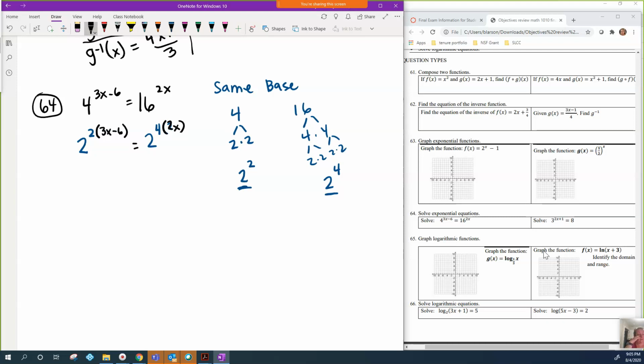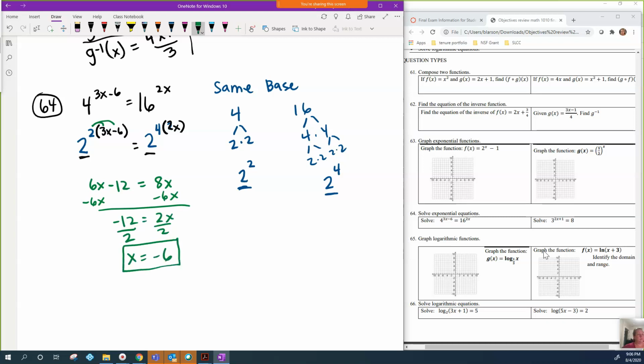Okay? But now that our bases are the same, all we have to do is set the exponent parts equal to each other. And I'm going to go ahead and distribute this through before I bring it down here. So 2 times 3x is 6x minus 12 equals 4 times 2x, which is 8x. So let's just solve this for x now. Negative 12 equals 2x. We'll divide by 2. X equals negative 6. And that will be my answer.